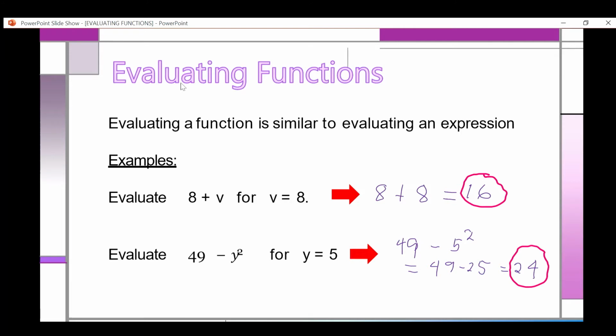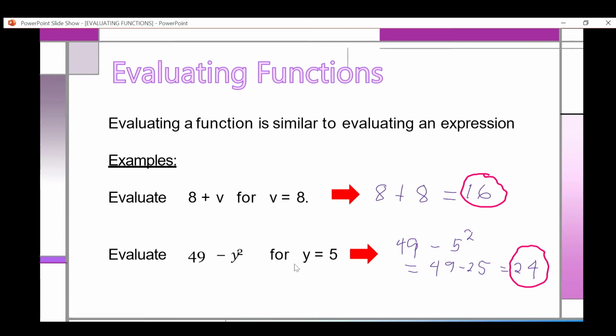So evaluating functions is similar to evaluating an expression. For example, 8 plus b for b equal to 8. To get the answer, we will just substitute the value of b, which is 8, into this expression. So we will have 8 plus 8 equals 16.